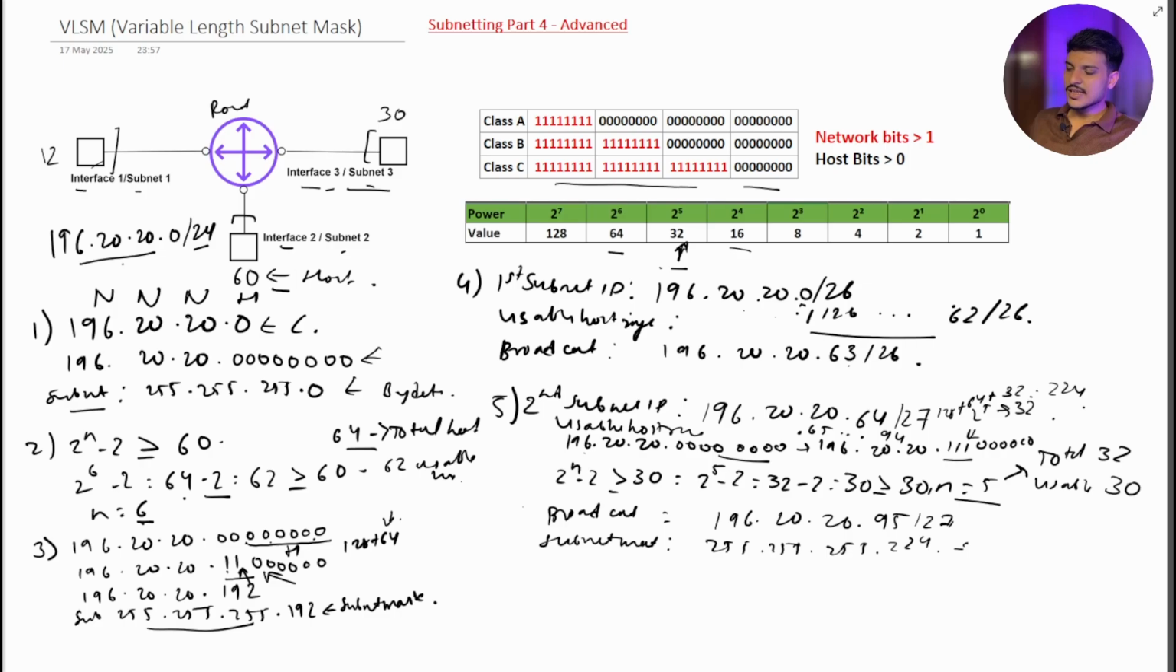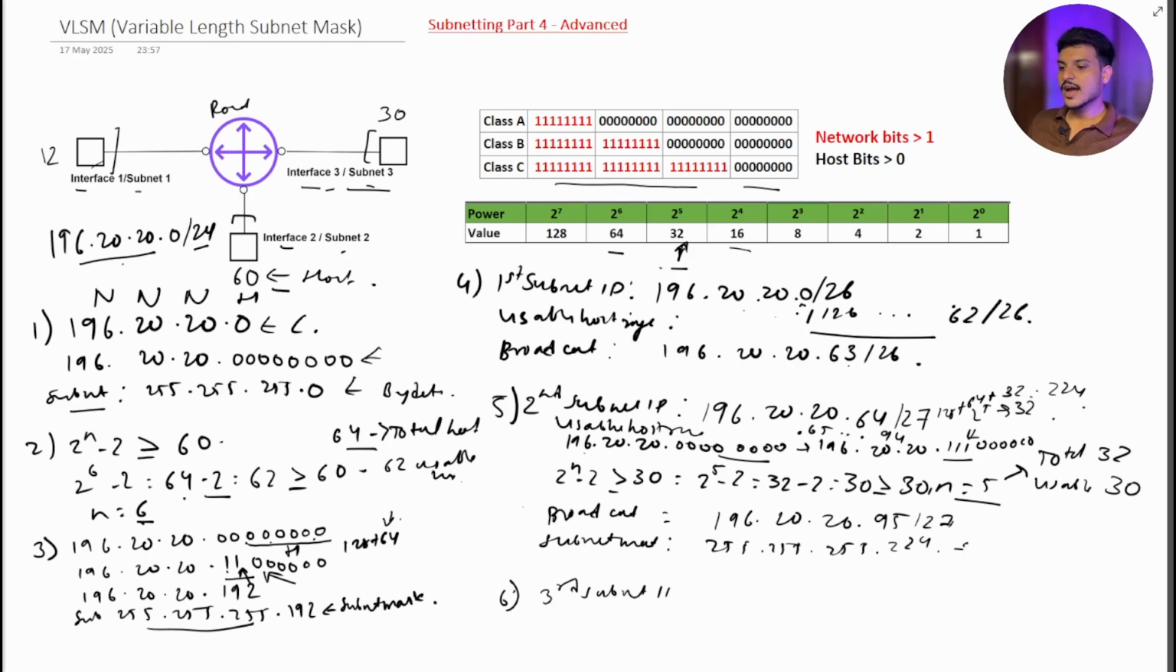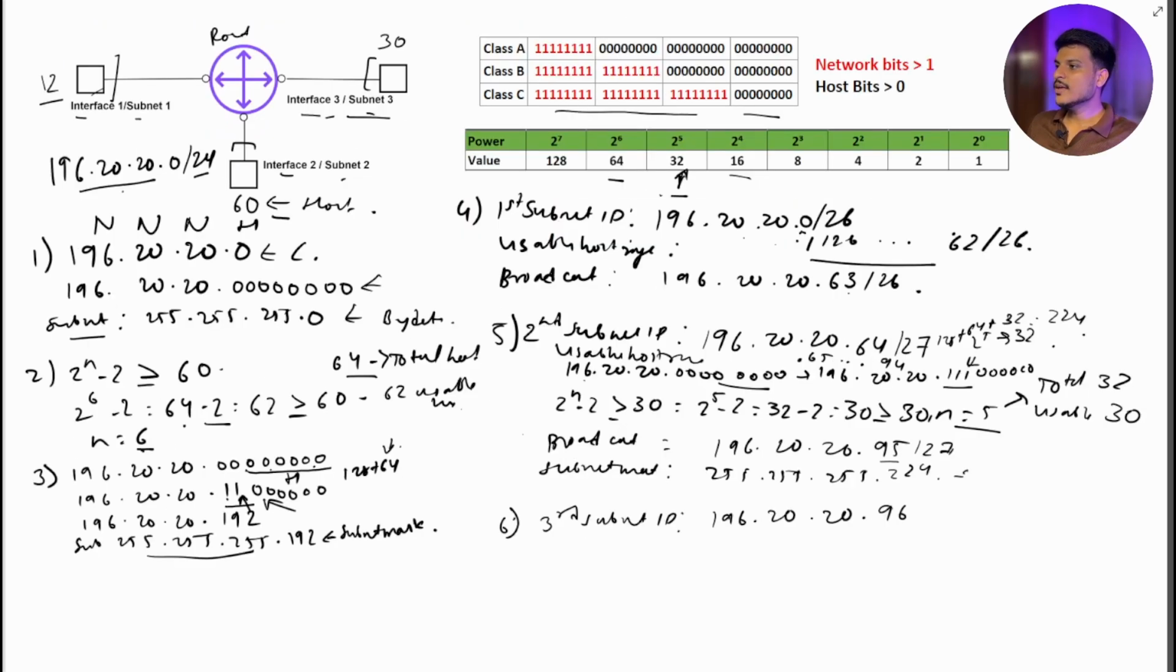for this interface 3. Now in step 6 we have to find the third subnet ID that can be given to this interface where the host requirement was 12. So what will be our third subnet ID? Now we know the third subnet value will be the IP after this .95, so it will be 196.20.20.96.